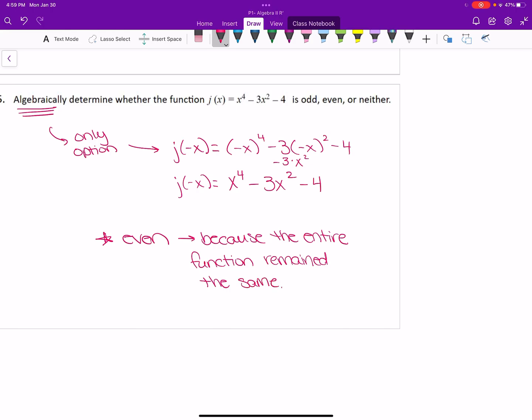So switching the sign of x had no effect on the function whatsoever. The whole thing stayed the same. Again, if it says algebraically, this is your only option. If you just tell me the even, which you can tell by the exponents, you would not get full credit.